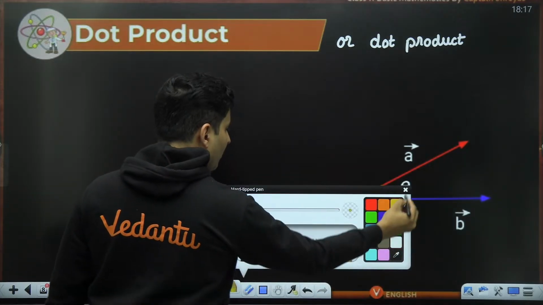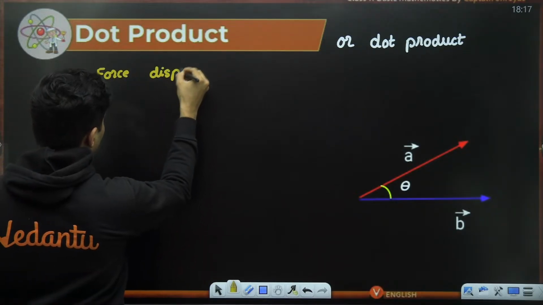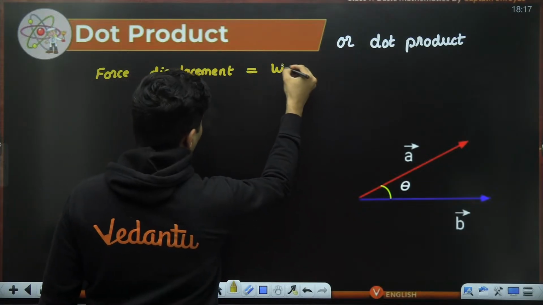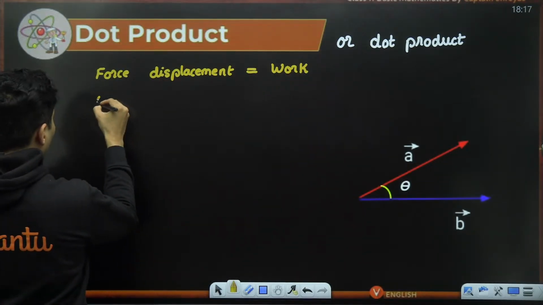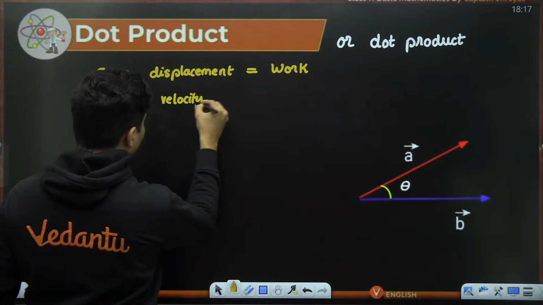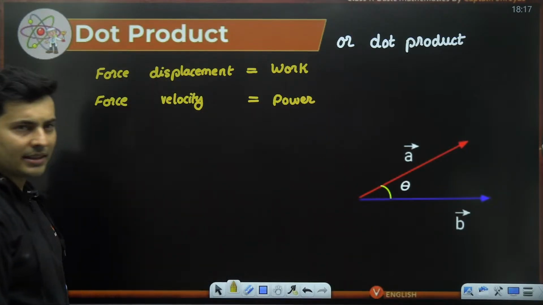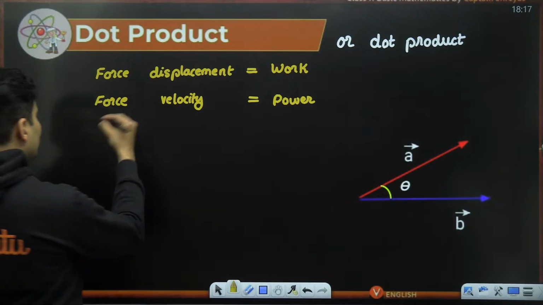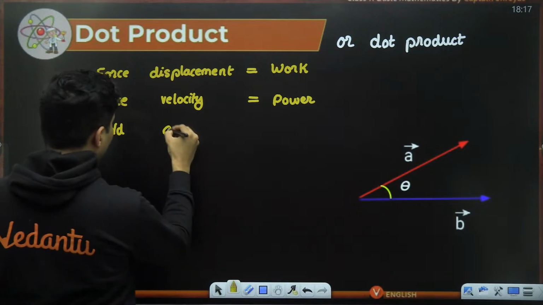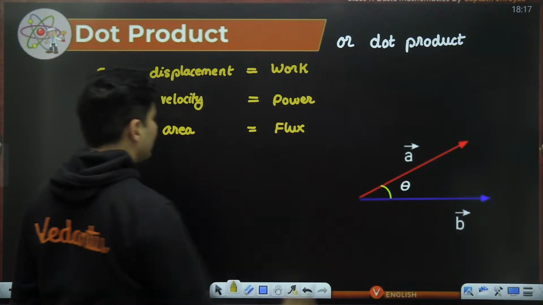Say, for example, we have a vector quantity like force and you have displacement which is multiplied with it. The outcome of this is nothing but work, which is a scalar quantity. Or you have force multiplied with velocity, which is also a vector quantity. The outcome is a scalar quantity, which is nothing but power. Later on, you will also see things like electric field or magnetic field multiplied by an area vector. That will give you flux, which is a scalar quantity.